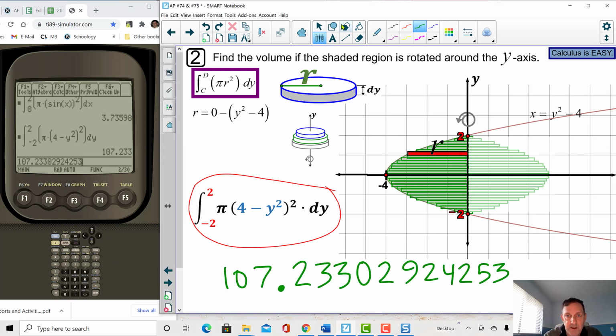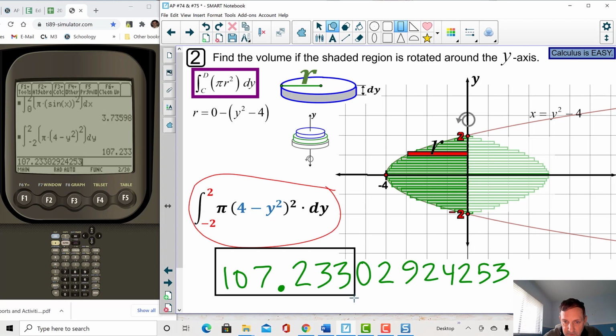Let's go ahead and put a box around our answer. Of course, I'm just going to truncate it. So my answer will be 107.233. And that's it. Let's take a look at the next question.